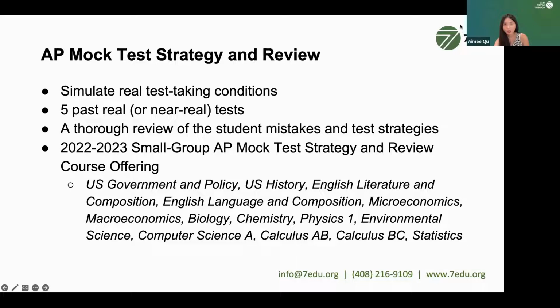So we're offering these, and these will start in March, right? But again, you want to make sure that your foundation is solid before you take an actual exam. So that's why we also offer the key test points review course as well.